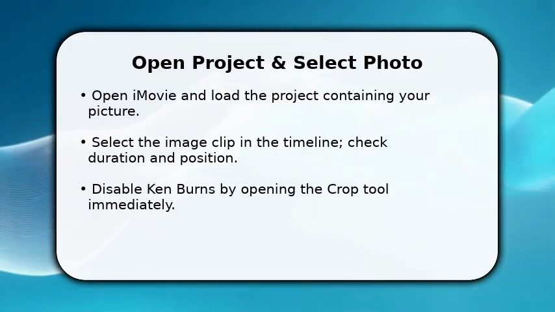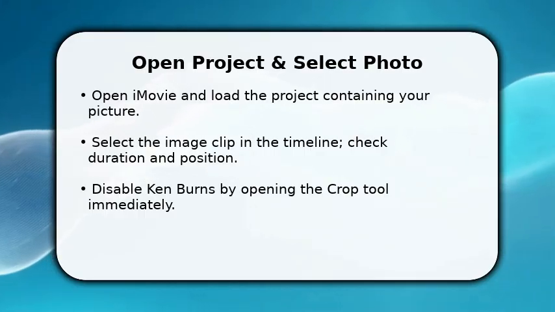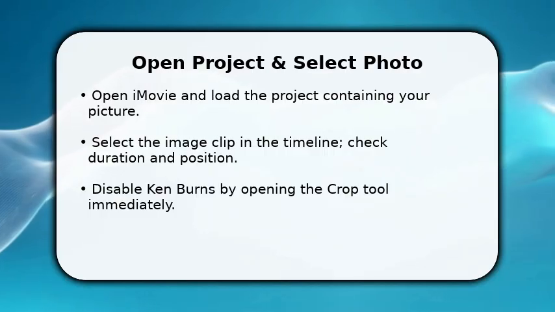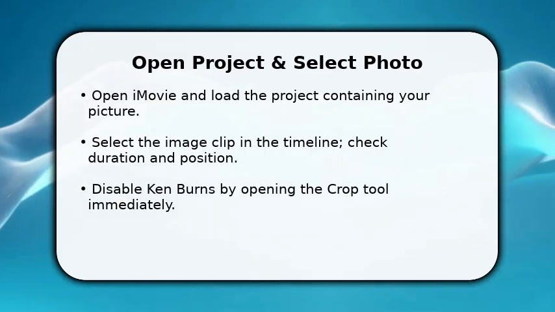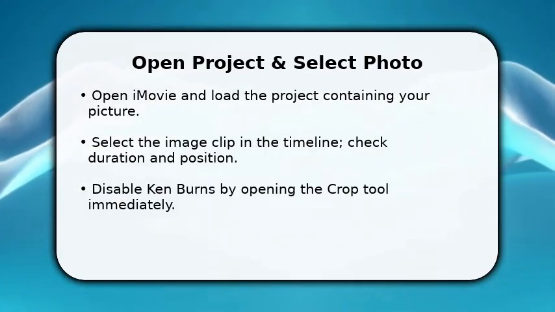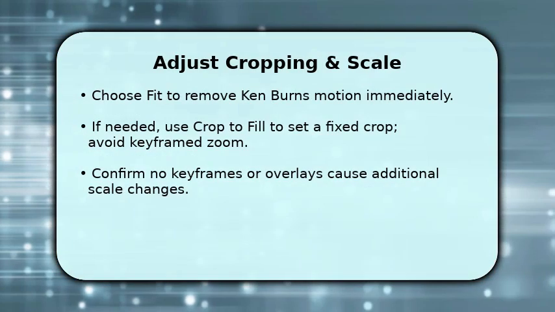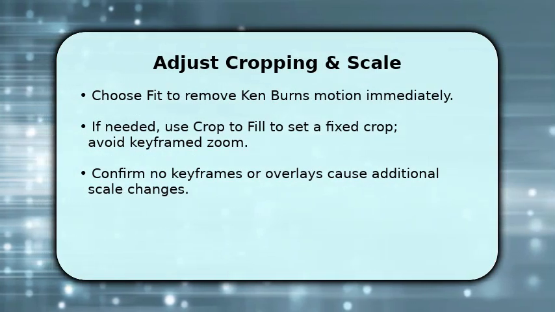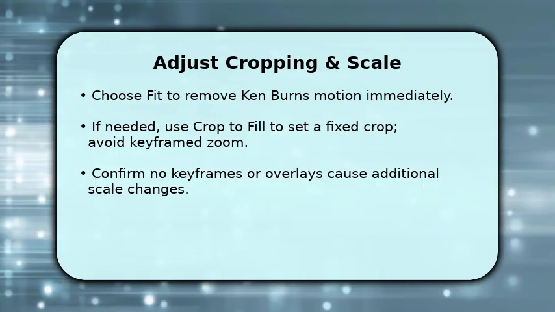Make sure you see 3 options: Fit, Crop to Fill, and Ken Burns. Choose Fit to stop any automatic zooming. Selecting Fit preserves the full image without motion. Now set the clip duration so your change applies for the time you want. Once done with Fit, inspect the image visually in the preview to confirm there's no motion.